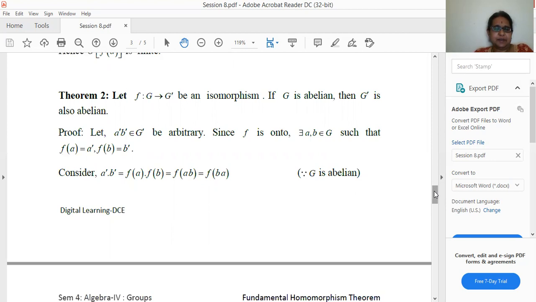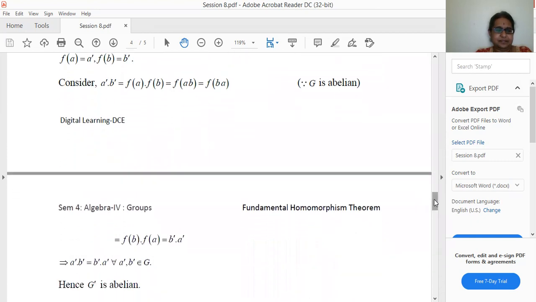But G is given to be abelian. That is, for elements of G, the commutative property is satisfied. Here ab belongs to G, so ab is equal to ba. Hence, f of ab is equal to f of ba. Again, f is a homomorphism, so f of ba can be written as f of b dot f of a. But f of b is b dash, f of a is a dash. So ultimately what we have got is a dash dot b dash is equal to b dash dot a dash for all a dash, b dash belonging to G dash. Hence G dash is abelian.